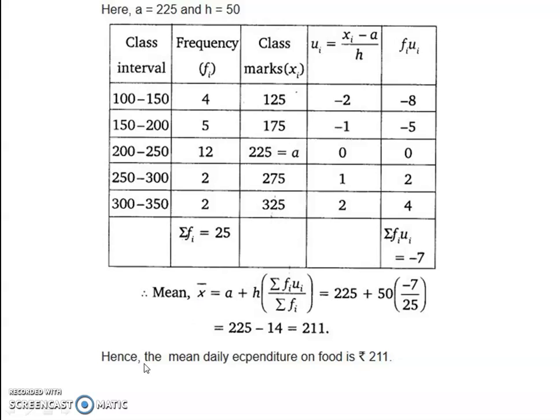After getting this, you will apply these values to the formula of step deviation mean method. The formula is x bar is equal to A plus h into summation of fiui by summation of fi. Here A is assumed mean, h is height of the class, and this is the sum of fiui and summation of fi is the sum of frequencies. Here you will get the value as 211.